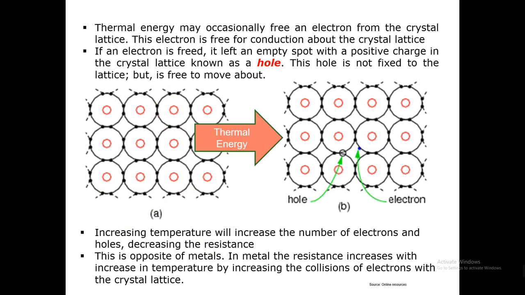Instead of flowing, they will vibrate, and due to the vibrations, the abundant electrons in the metals will collide with each other, which means there will be a restriction for the flow of electrons in the metal. So the metal will increase its resistance. This is the opposite of semiconductors. In metal, the resistance increases with increase in temperature by increasing the collisions of the electrons with the crystal lattice.